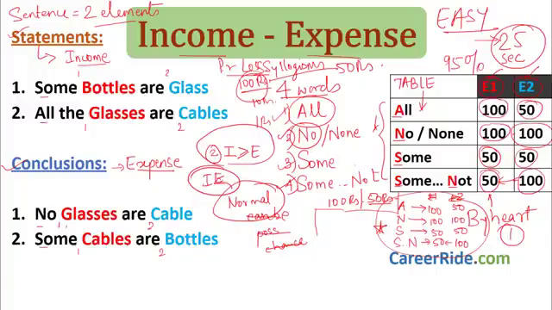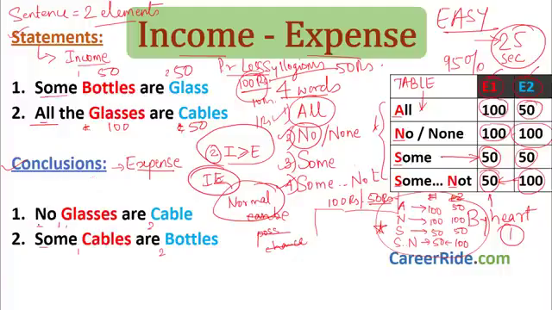Some bottles are glass. What is the first word? Some. For some, how much money do we donate? Over here, see the table. For some, we donate 50 rupees to element 1, 50 rupees to element 2. Element 1 is this, give 50 rupees. Element 2, give 50 rupees. Next sentence, all the glasses are cables. All. For all, how much money do we give? 150. 100 to the first, 50 to the second element. Okay, 150. Now conclusion, move to the sentences.